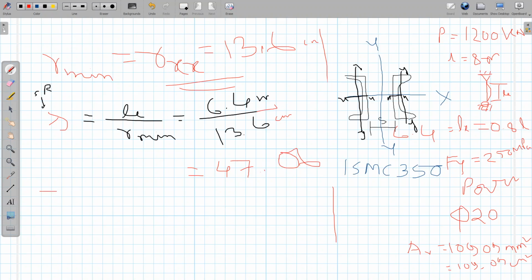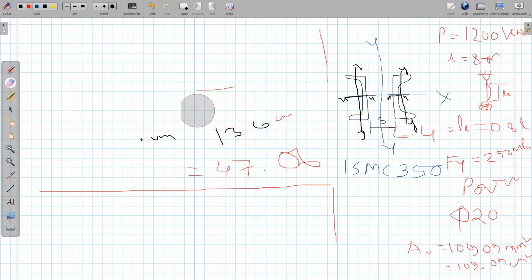Okay, now for this slenderness ratio, I have to go to table number 5.1, or I can use the Rankine equation that is given in the code book, to find out the actual sigma AC value. Okay, if you go to that steel table, because our lambda is how much?